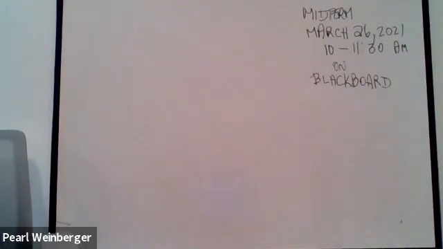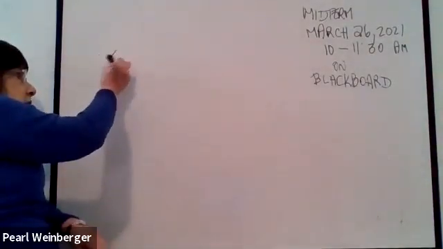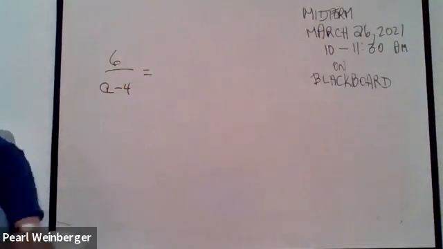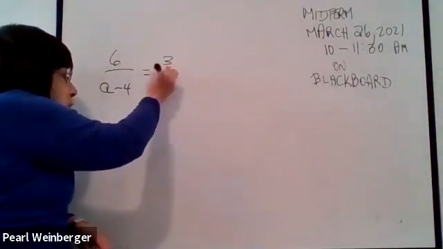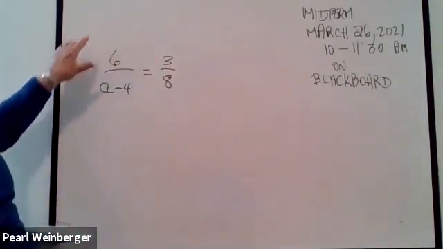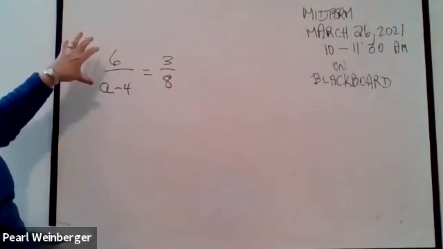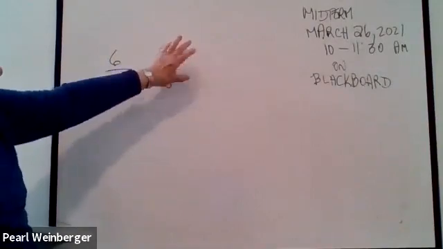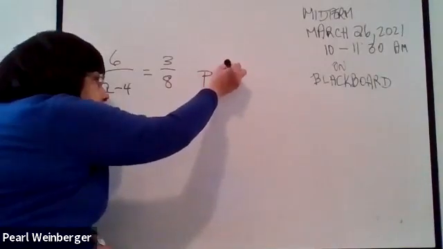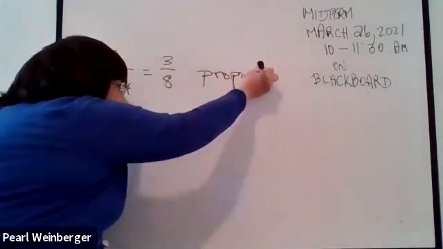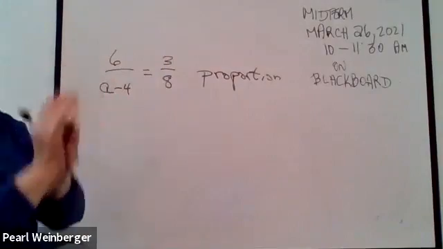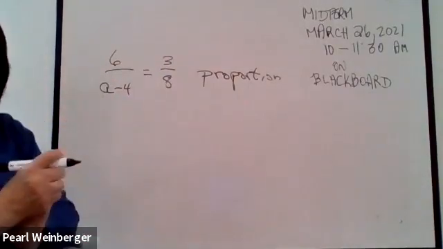Okay, so what if I gave you an equation that looks like this? 6 over a minus 4 equals 3 over 8. This is an equation with fractions in it, where on each side you have a single fraction. One fraction on this side, one fraction on the other side. This type of equation is something called a proportion. You cannot have anything else added on either side. Each side is its own separate fraction.